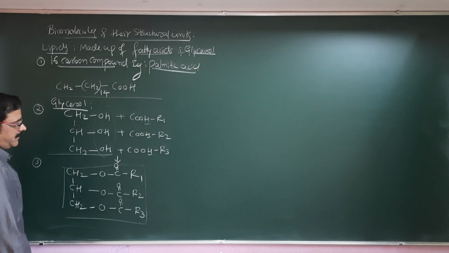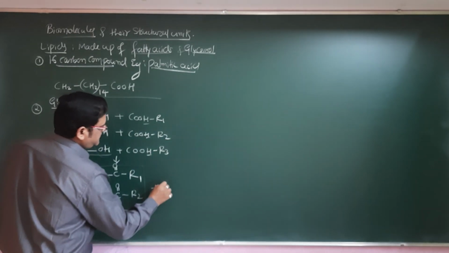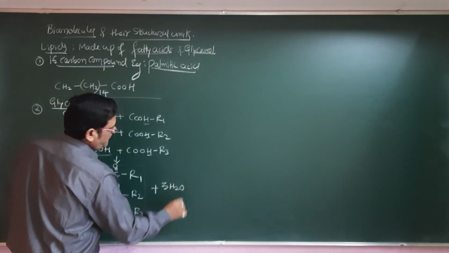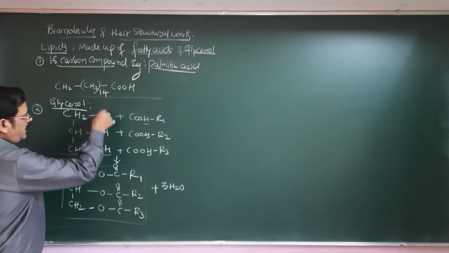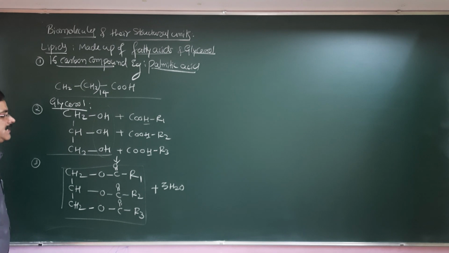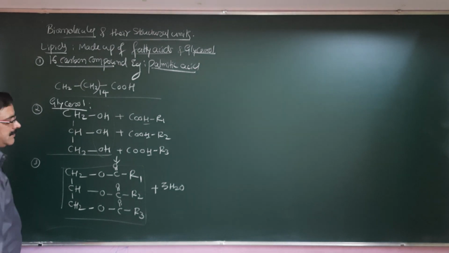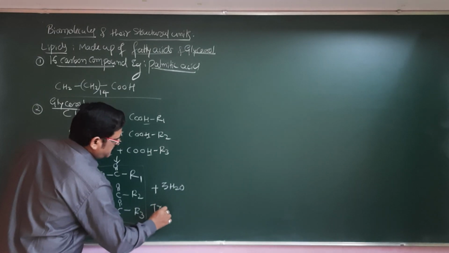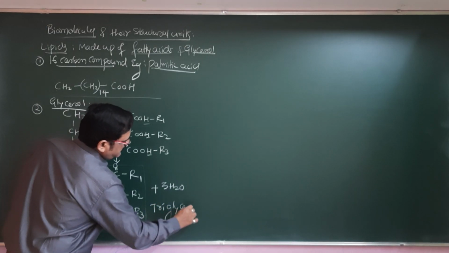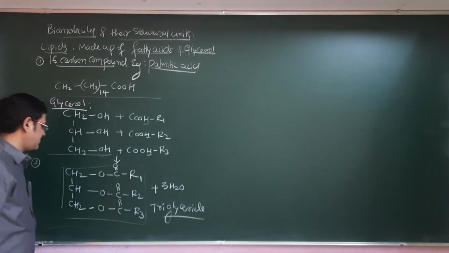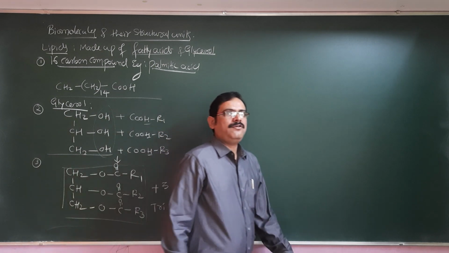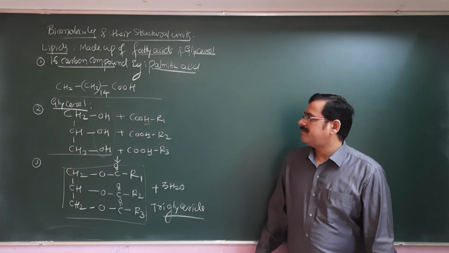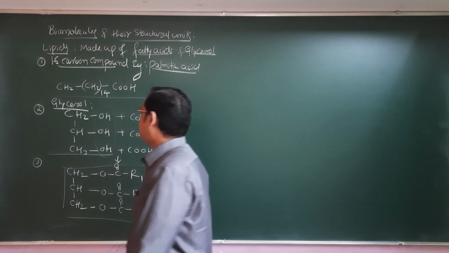So triglyceride plus 3H2O. So there is release of the 3 water molecules, meaning these H and these OH, 3H2O is released, and ultimately it is going to form this compound we call a triglyceride. So this is the third important compound. A glycerol molecule can be converted into triglyceride.